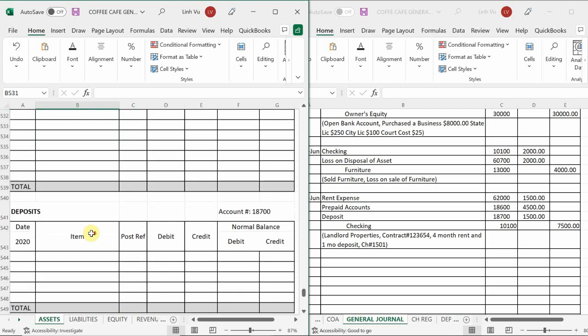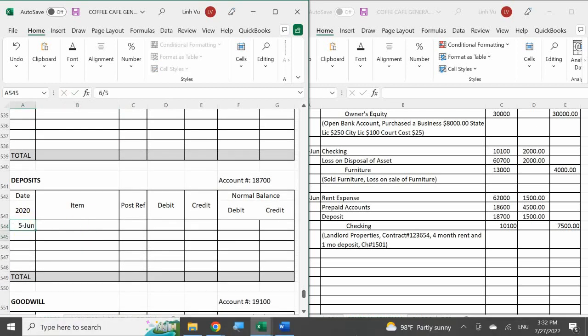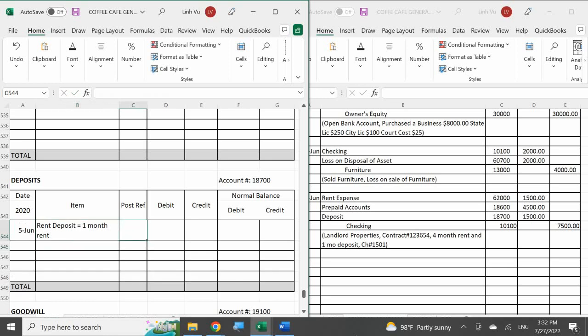Next is going to be deposits, which is exactly right underneath my prepaid. And what are you going to put? Rent deposit, which is equal to 1 month's rent, which is $1,500. You don't need to put that in there because you're going to end up putting it in your debit and credit. So general journal 1 for $1,500.